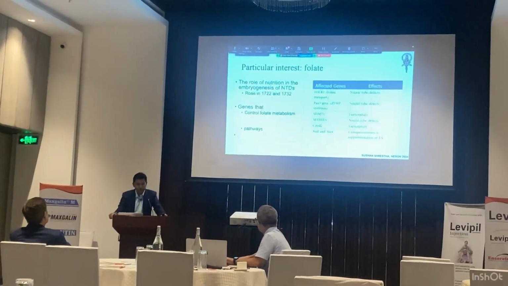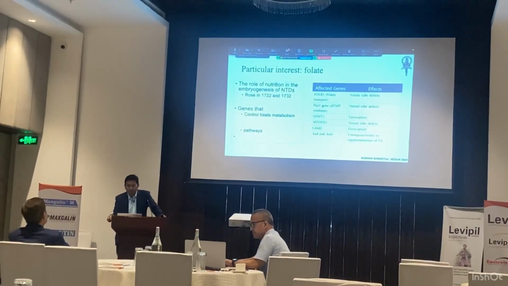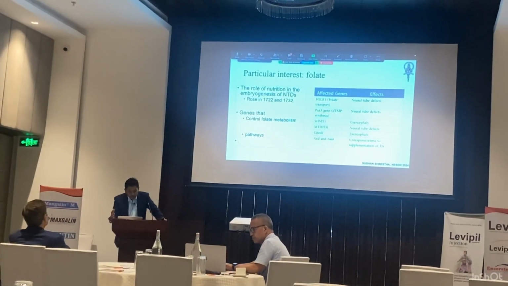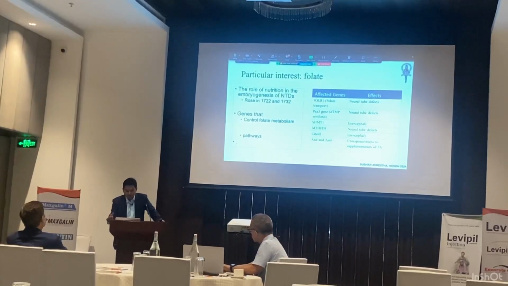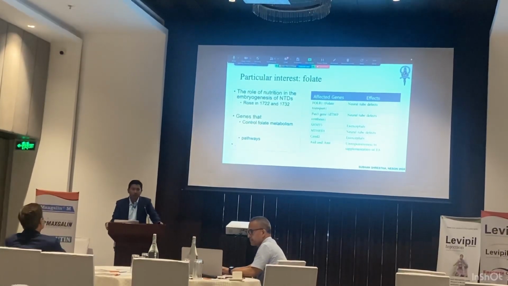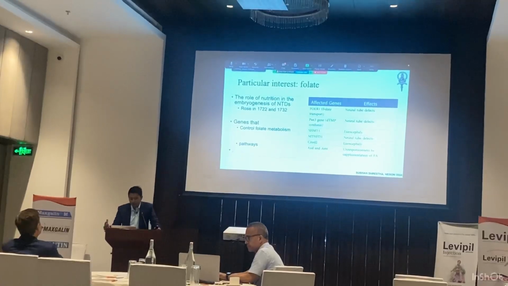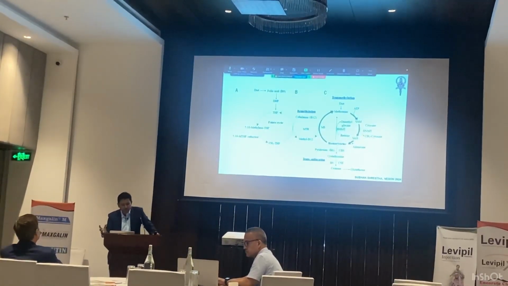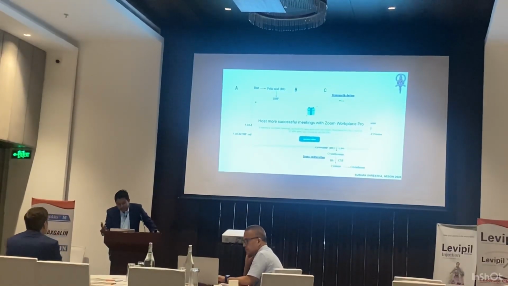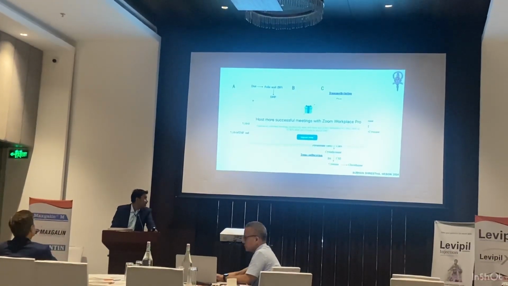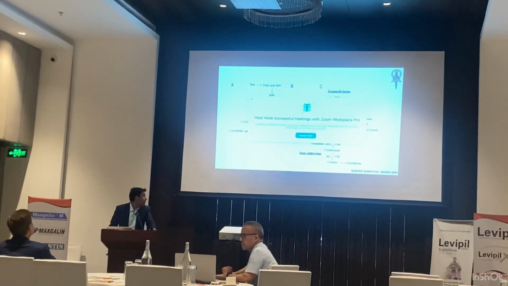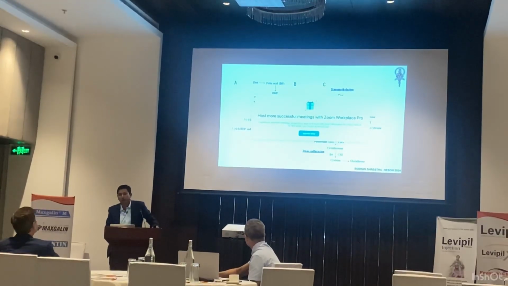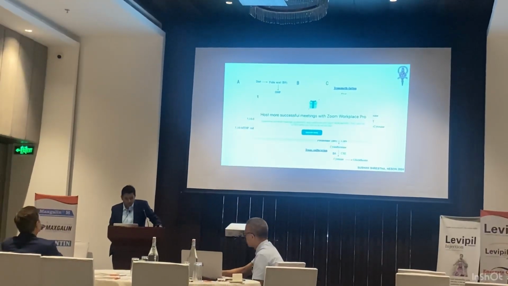Now a particular interest is that one lady found, in 1722 and 1732, the role of nutrition in the embryogenesis of neural tube defect, because in the crops there was no folate during that era, so neural tube defects rose. So she found out that due to folate deficiency there is more chance of neural tube defect. Since that time, there has been work on the genes that control folate metabolism, and thoughts ongoing about the role of the pathways related to folate.